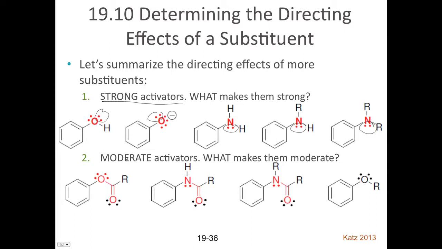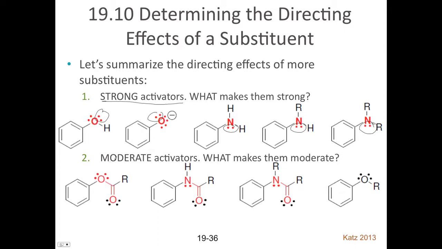If you have a strong activator and a moderate activator, which one would do the directing? The stronger of the two would. If you have a strong activator versus a weak one, the strong one directs. If you have a moderate versus a weak, the moderate one directs, and you use the directing effects dictated by the position of the moderate activator. So that's how you want to think of it. Strong activators dump electron density into the ring in a very straightforward manner. R has to be an alkyl group at this point.